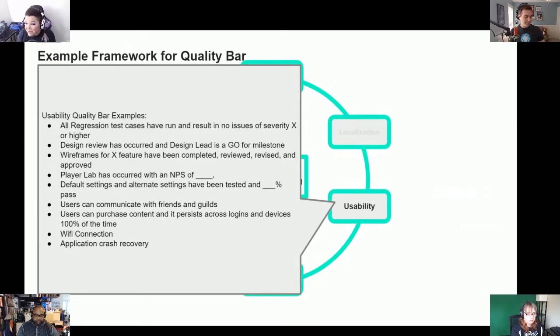Wireframes for Feature X have been completed, reviewed, revised, and approved. I love this one. Wireframes are so wonderful. They help you really hold your team accountable later. So make sure you're looking at that.